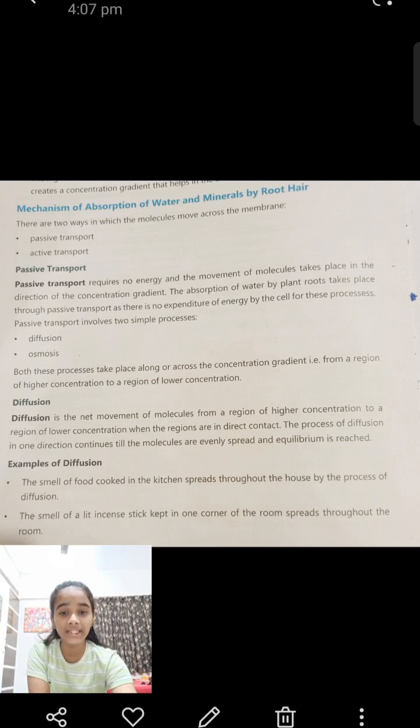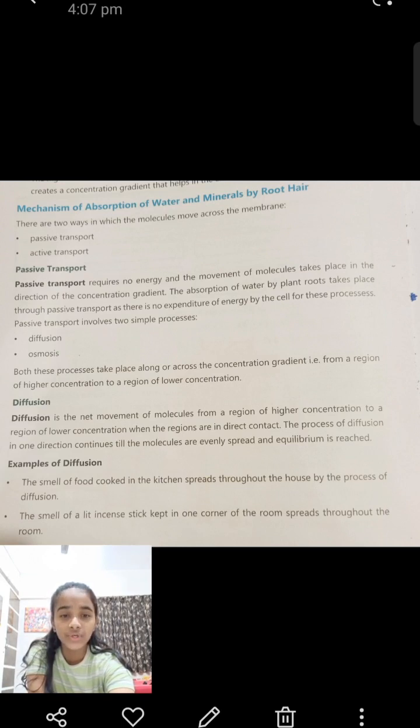Now 49th question, what are two ways in which the molecules move across the membrane? The answer is, there are two ways in which the molecules move across the membrane, that are passive transport and active transport. Now let's see 50th question. What does passive transport require? The answer is, the passive transport requires no energy and the movement of molecules takes place in the direction of the concentration gradient.